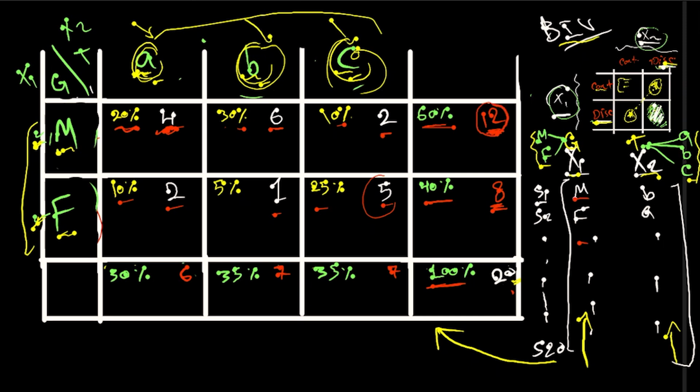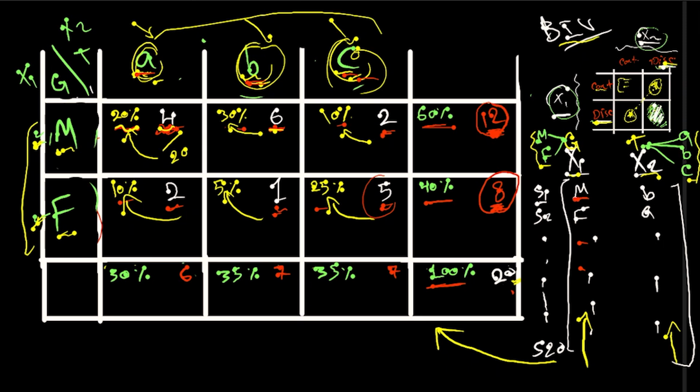So I've got 12 male here, and I've got 8 female. For the 12 male, I have their distribution in terms of A, B, and C. Out of 12, 4 scored A, 6 of them scored B, 2 of them C. Same thing for the 8 female: 2 of them A, 1 of them B, and 5 of them C. Next, I calculate the frequency in percentage. For example, this 4 composes 20%, and those 6 is 30%, and so on and so forth.